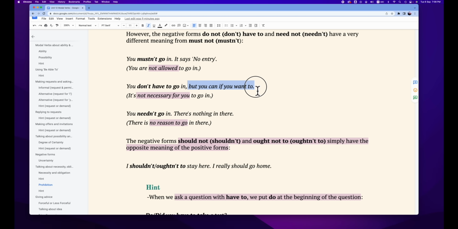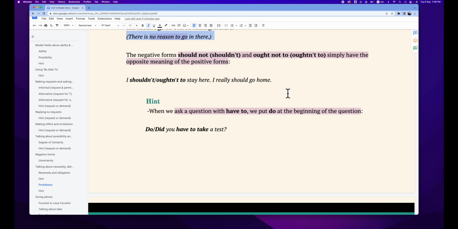However, the negative forms should not and ought not to simply have the opposite meaning of the positive forms. I shouldn't stay here. I oughtn't to stay here. I really should go home. When we ask questions with have to, we put do at the beginning of the question. Do you have to take the test? Did you have to take a test?